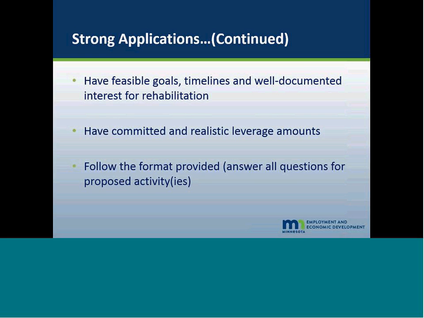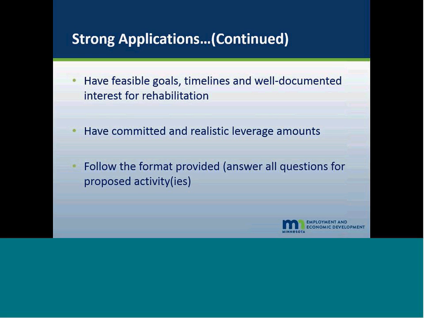Achievable goals, timelines, and well-documented interest for the rehab. Rely heavily on having a good contact and interest list, because those are your customers, those are the people that will actually be applying for the grant dollars. And for goals, if you have 150 people interested and able to participate, you can't get 149 of them. That's really high. So we want to scale that back considerably. So have committed and realistic leverage amounts as well.